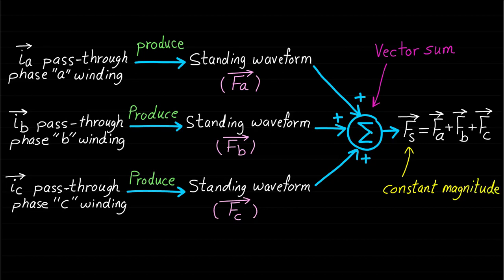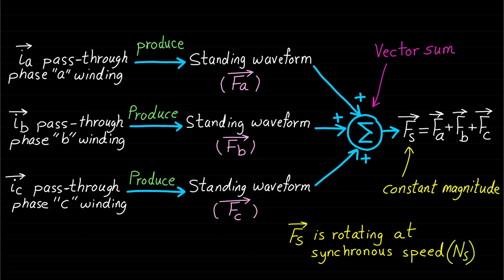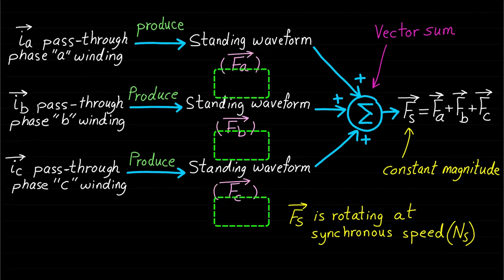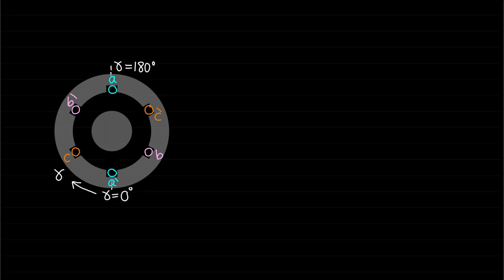It is very important to know that the stator rotating magnetic field Fs is rotating at synchronous speed ns. Note that the three-phase standing magnetic fields Fa, Fb, and Fc are shifted from each other by 120 degrees electrical. For this two-pole stator machine, the stator rotating magnetic field Fs can be represented by these two yellow poles, which are rotating or moving in the air gap at synchronous speed ns.